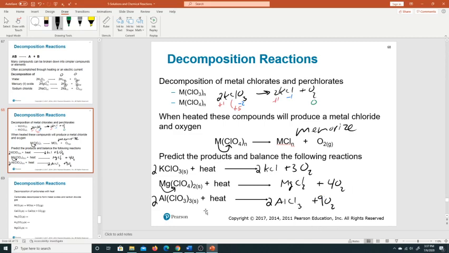The remaining decomposition reactions involve new material that you may not have seen in Chem 1025, so that will be part of a separate video.